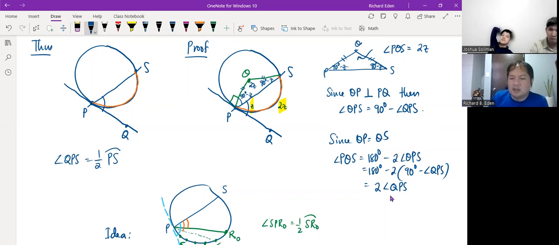But then, since POS is a central angle, let's wrap it up. Angle QPS is 1/2 angle POS. POS is a central angle, and then it shares its measure with the arc PS or SP. So we have 1/2 arc PS. Okay.